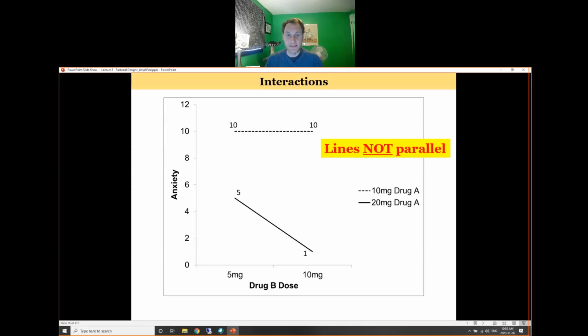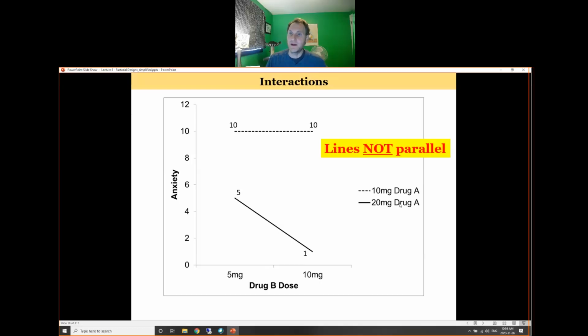And we can see that the effect of drug B on anxiety depends on the level of drug A that we took. If we took a low amount of drug A, 10 milligrams, drug B has no effect on anxiety. It doesn't matter if I took a low or a high dose of drug B, my anxiety remained the same. But if I took a high dose of drug A, then drug B reduced anxiety. We see that the effect of drug B on anxiety depends on the level of drug A.